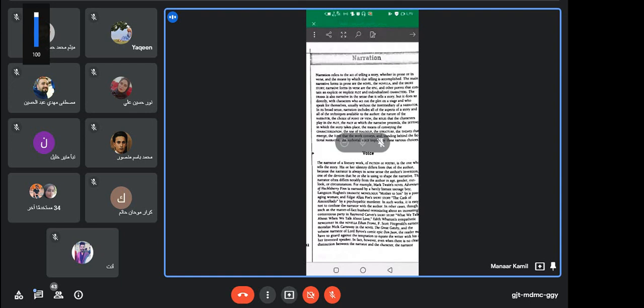So just these two lines you take. Narration refers to the act of telling a story, whether in prose or in verse. And the means by which that telling is accomplished.